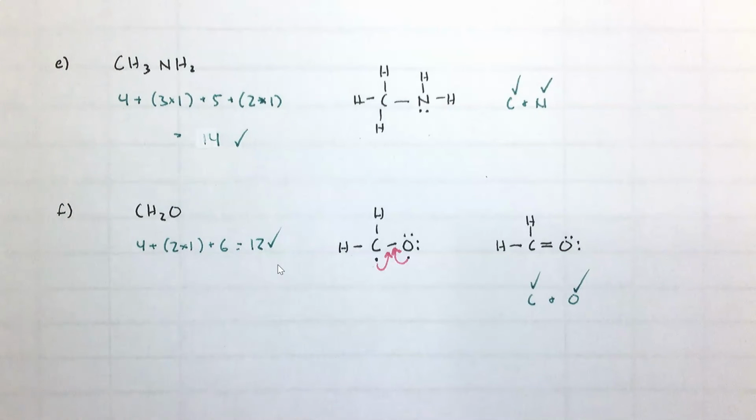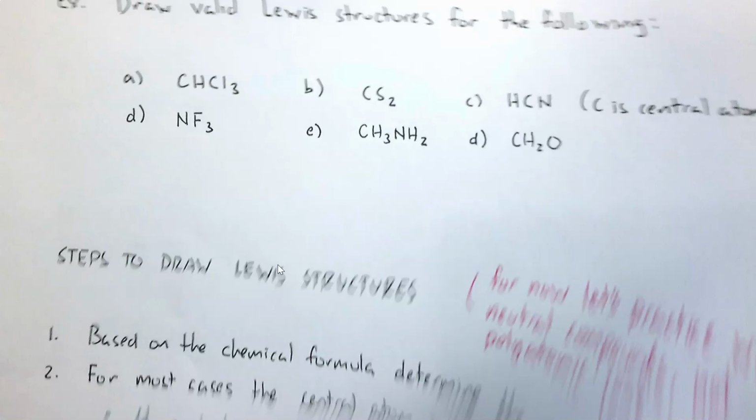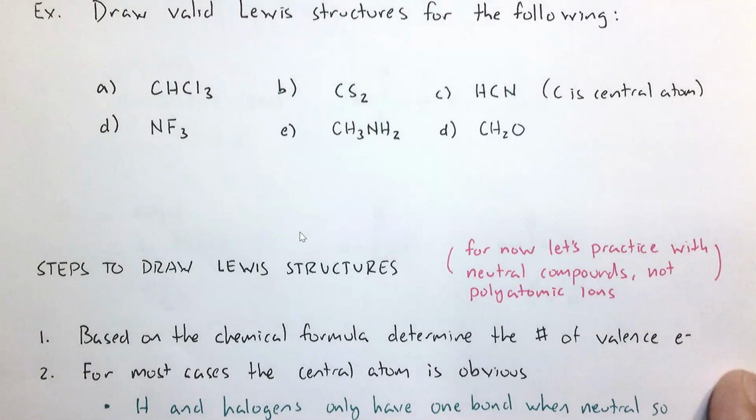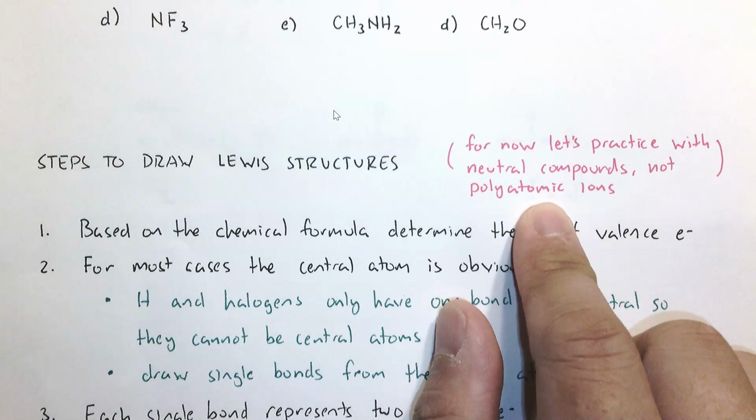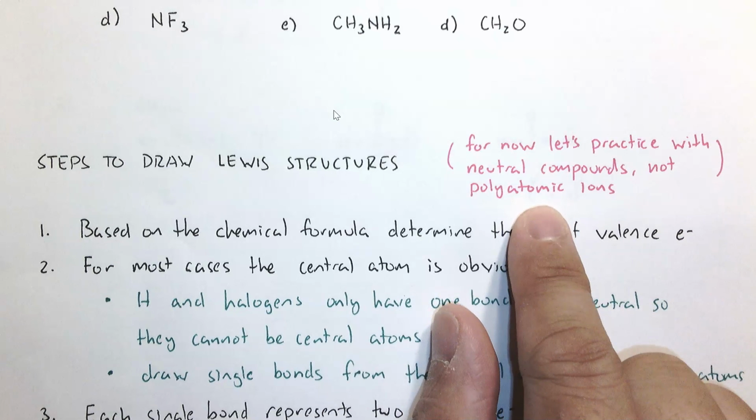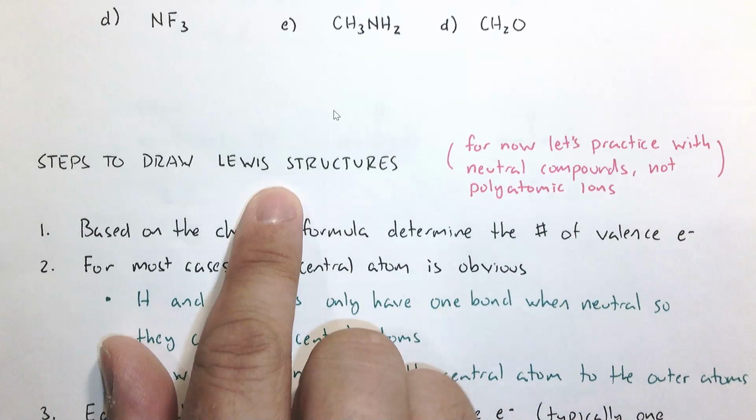There's plenty of practice in your textbook. We just did 6 together. The last 3 a little bit faster. In the next video, we are going to look at molecules that have charges. So the complexity is getting a little bit harder. Remember, for these steps, we were mostly concerned about neutral compounds. In the next video, we're going to look at polyatomic ions, the Lewis structures of polyatomic ions.